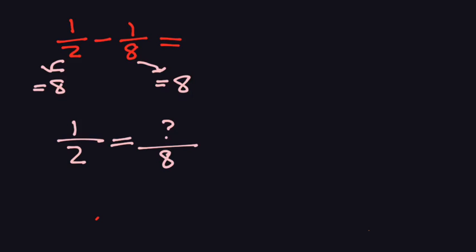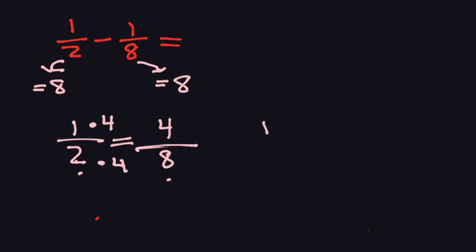And the way we're going to find this question mark right here is we are going to look at the transition from 2 to 8. What do you multiply 2 by to get 8? You multiply by 4. So 2 times 4 is equal to 8. Now we need to do the same thing with the top numerator number. We also need to multiply that by 4. So we are going to multiply 1/2, both the top and the bottom, by 4. So 2 times 4 is equal to 8, so that's how we get that. And 1 times 4 is equal to 4.